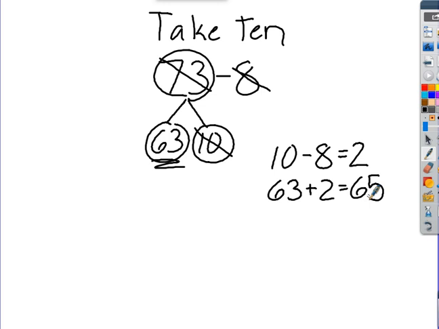I'm going to put another one on the board. I'd like you to hit the pause button again, solve it, and then come back to look at the answer. This time, let's do 54 minus 5.